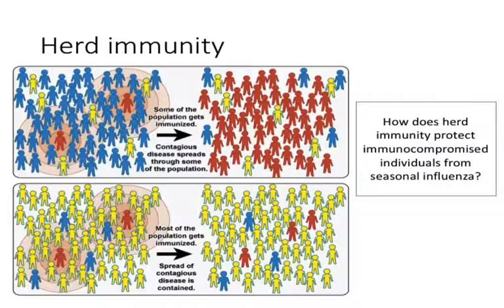So the threshold depends on the ease of spread, but it also depends on how effective the vaccine is at triggering a long-term response, or helping to create those memory cells.